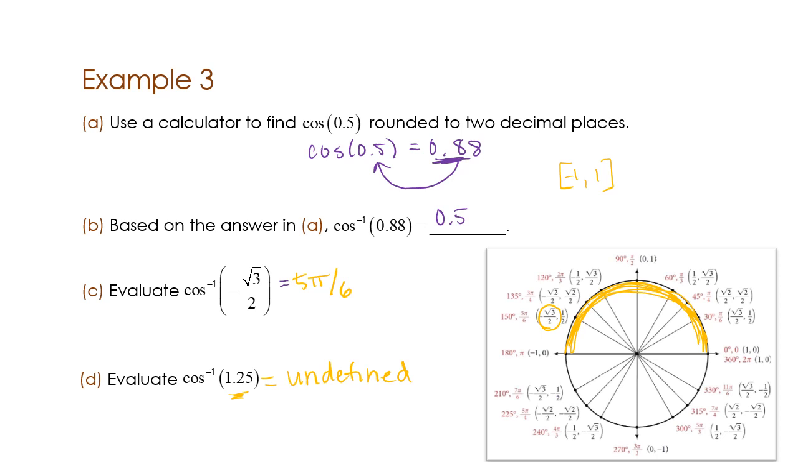The other way to think about it is, is there any angle that's going to give us a value larger than 1? Well, no, because if you look at the cosine graph, the largest value is 1, the smallest value is -1. So there's no angle that'll give you 1.25.